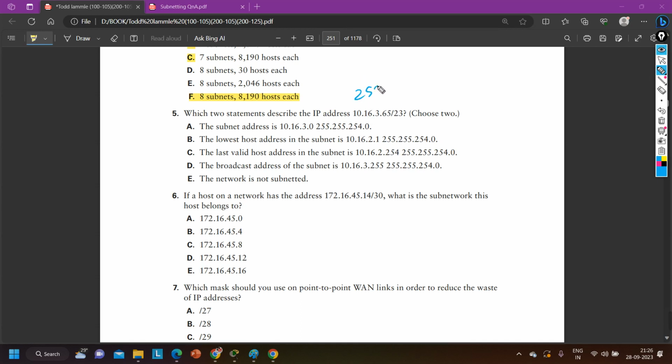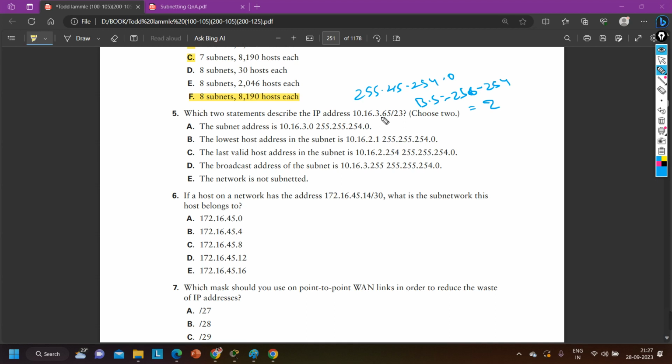Okay, subnet mask will be what? 255 dot, subnet mask /23, so 255.255.254.0. Very good. We need to find the block size. Block size will be what? 256 minus 254, 2. Block size is 2.